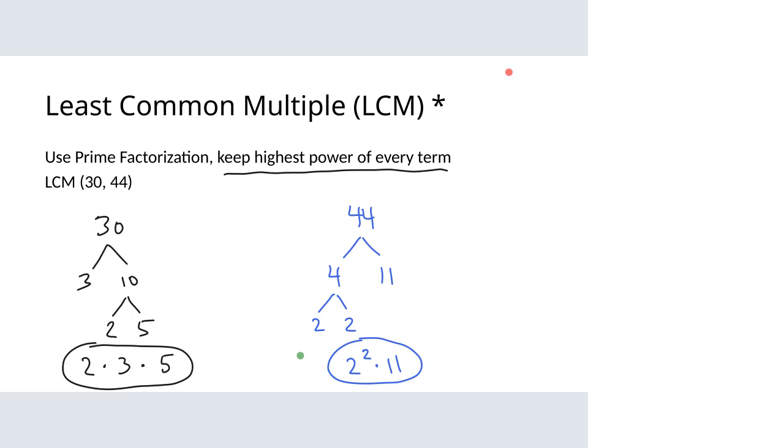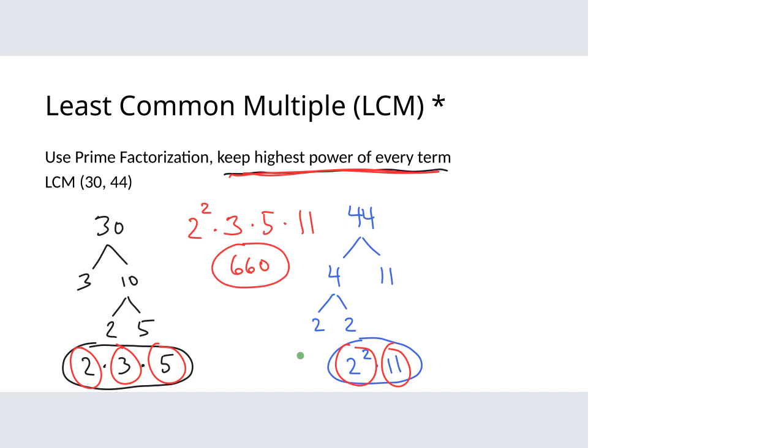We're looking for the least common multiple, so I want to keep the highest power of every term I have. I've got 2 over here. I've got 2 squared over here. I'm going to keep the highest power of that, which is 2 squared. I have a 3, so I'll keep that. I have a 5, so I'll keep that. And I have an 11, so I'll keep that. And so we wind up with 2 squared times 3 times 5 times 11. So that's 4 times 3 times 5 times 11, which is 660. And so that's our least common multiple.